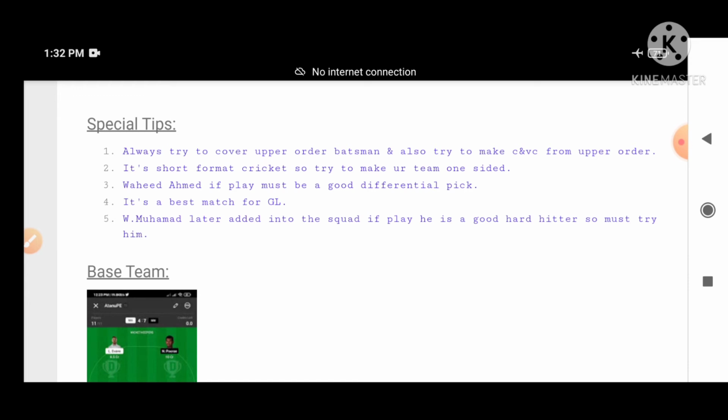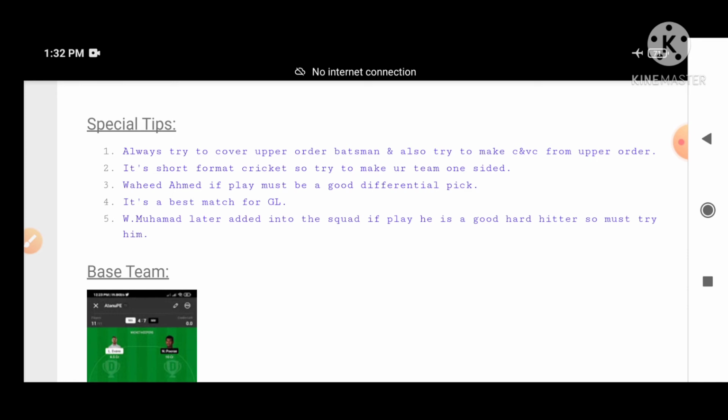Per 4 and 6 he gets a bonus. So if you miss any upper order batsman and the opponent has that batsman, then it's a big difference. So you must always take upper order batsmen. And if the team is strong, then obviously try upper order batsmen as captain and vice captain. Okay, so this is the big logic in T10 matches.